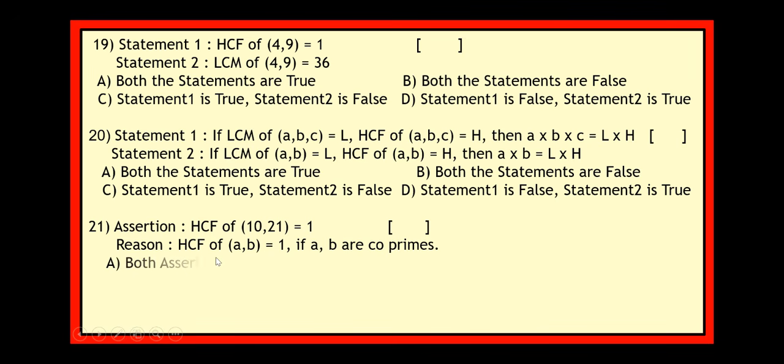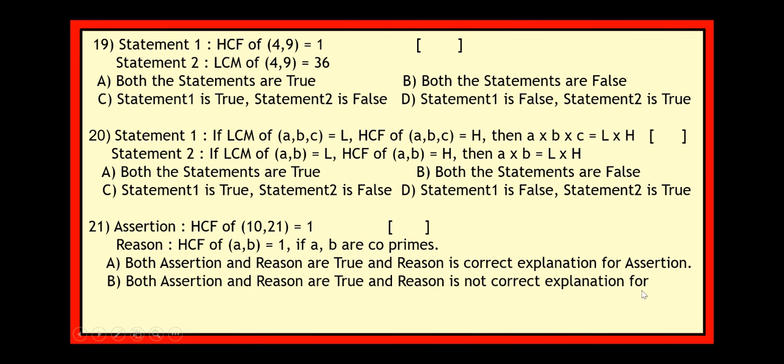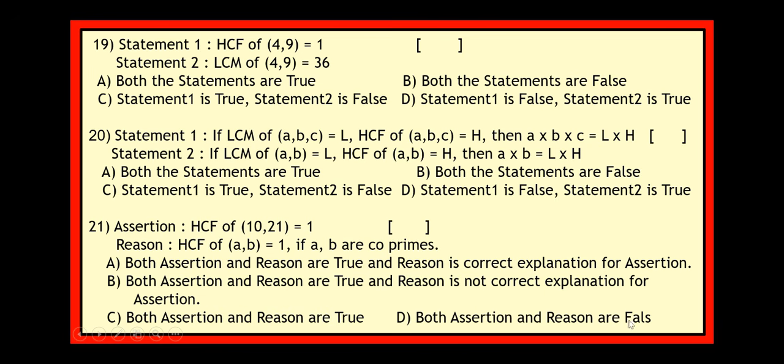So, if you observe the options, option A, both assertion and reason are true, and reason is correct explanation for assertion. And option B, both assertion and reason are true, and reason is not correct explanation for assertion. And option C, both assertion and reason are true, and option D, both assertion and reason are false. Yes, if you observe this question, assertion is true and reason is also true, and reason is the correct explanation for the assertion. So the answer for question number 21 is option A, isn't it?